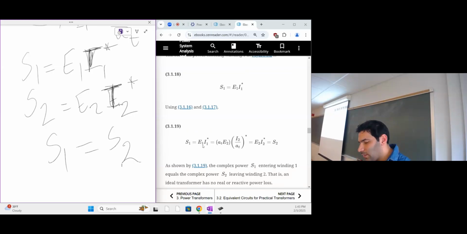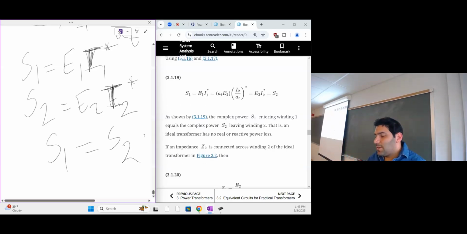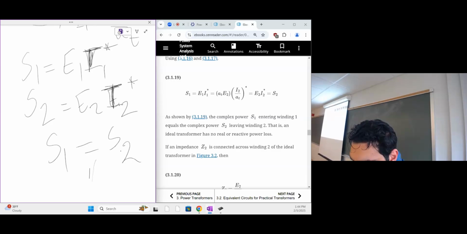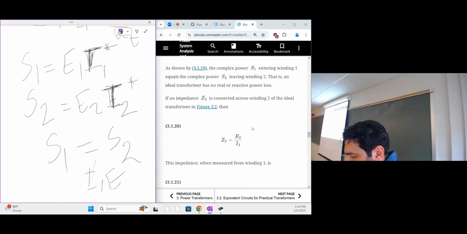So if S1 is equal to E1 I1 star, E1 is equal to aT E2, and I1 is equal to I2 over aT, and then with the star, you'll get rid of the aT from both sides. Okay? They'll cancel. And you'll just have E2 I2 star. Which means the complex power is conserved in this ideal transformer. No matter what happens with I and E, S is still the same on both sides.